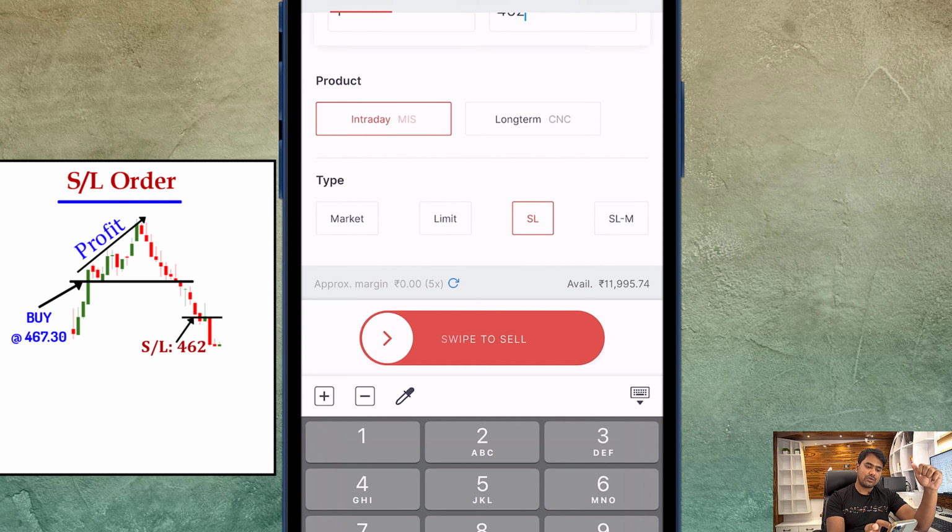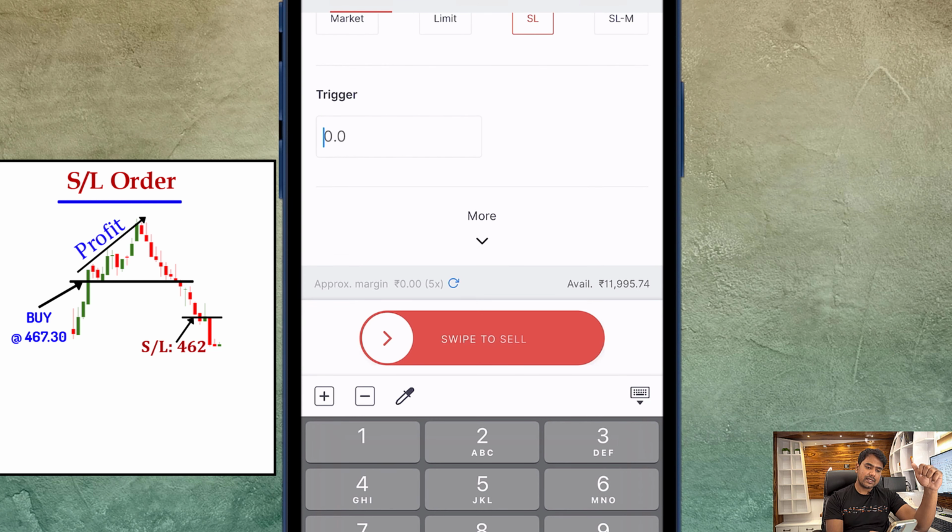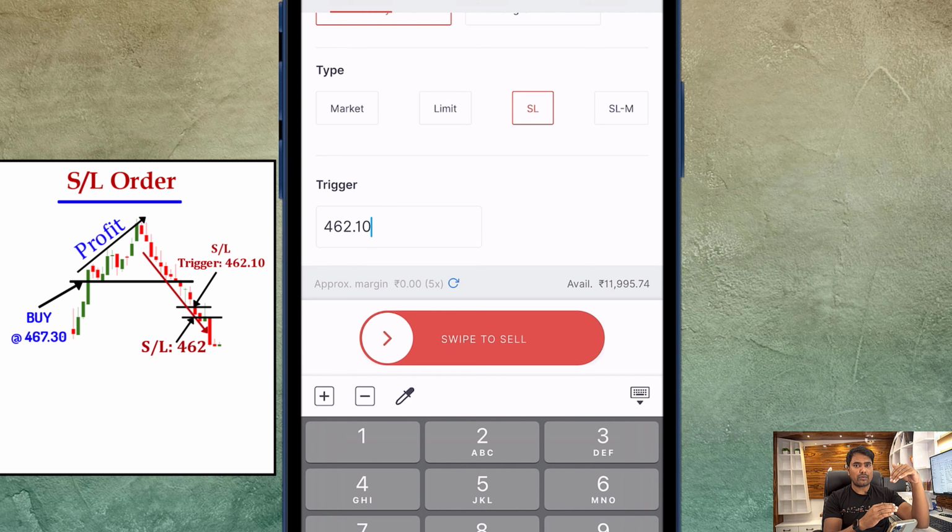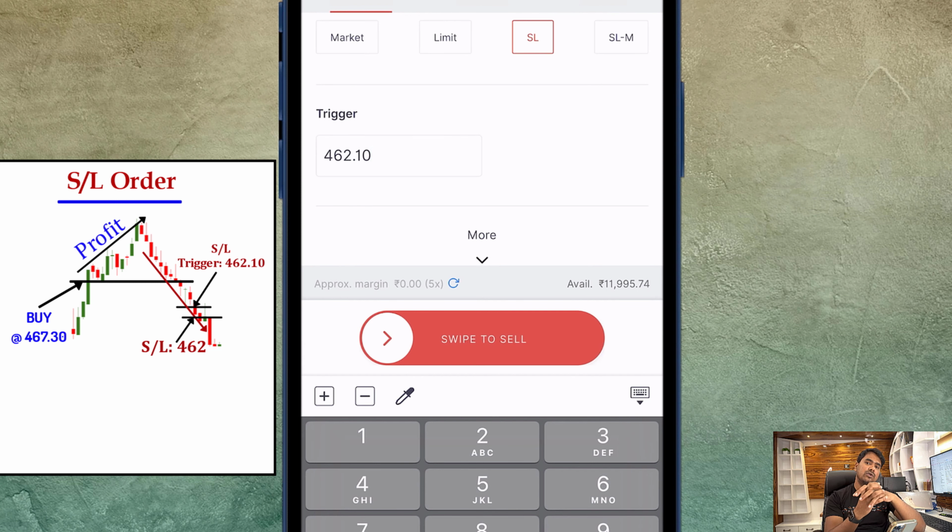Just I place 462 over here, and at trigger price you have to mention the price a little bit up of the stop loss price. So 462.10. So whenever the market is going down, first the share price will touch the trigger price, then our stop loss order will get activated and turn into a sell market order, and our positions will be squared off, right?